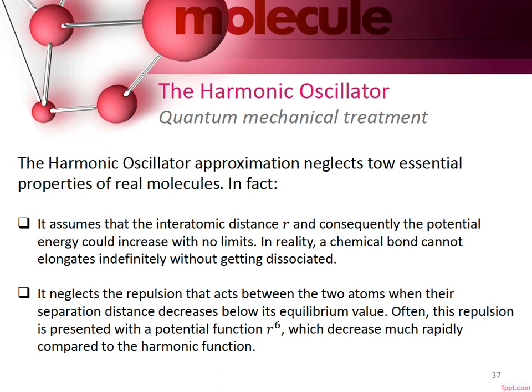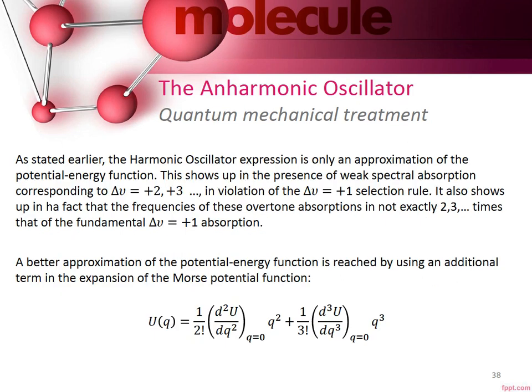Because if I increase the distance, at some point the two atoms will just break apart and the molecule will dissociate. And it neglects that when these two atoms get close together, and the distance between them is smaller than the equilibrium distance, they will start to feel repulsion. So at very small distance, they will start repelling each other. So these two phenomena are neglected in the harmonic oscillator. So basically, a vibrating diatomic molecule is not really a harmonic oscillator. So what is it? It is basically a non-harmonic oscillator, or a so-called anharmonic oscillator.